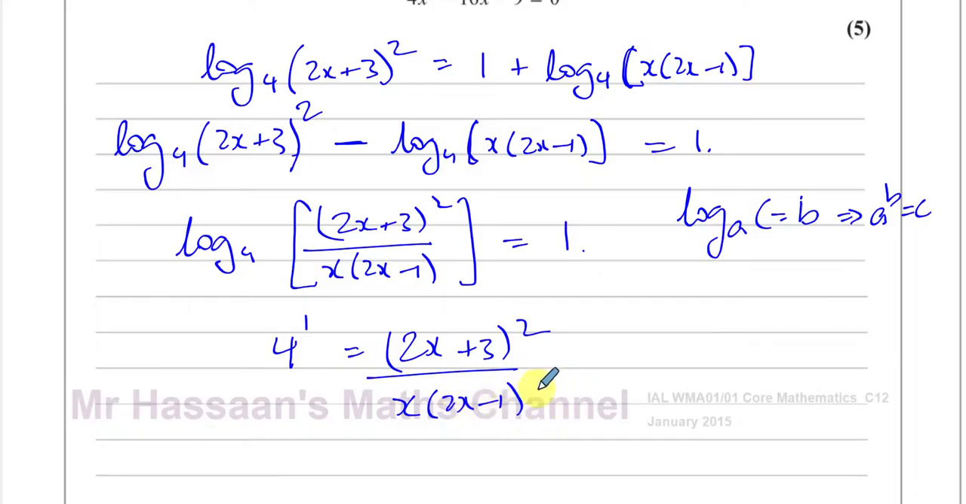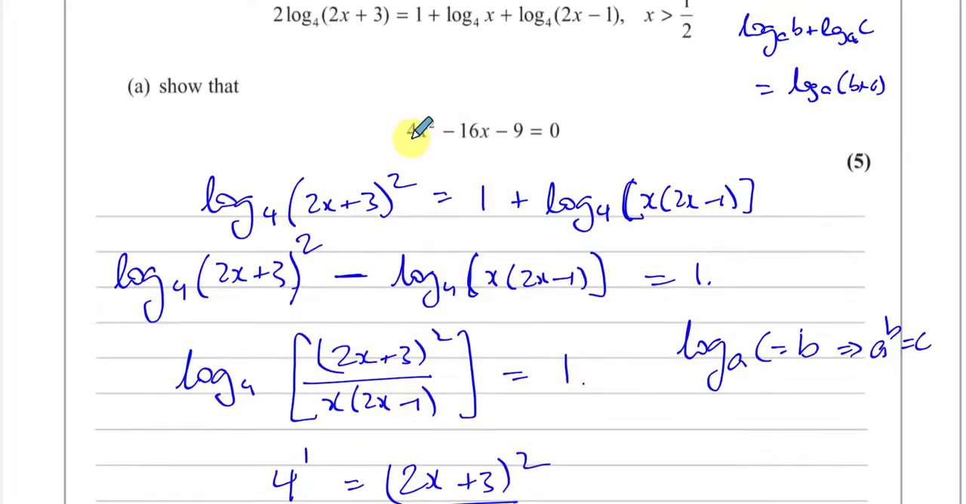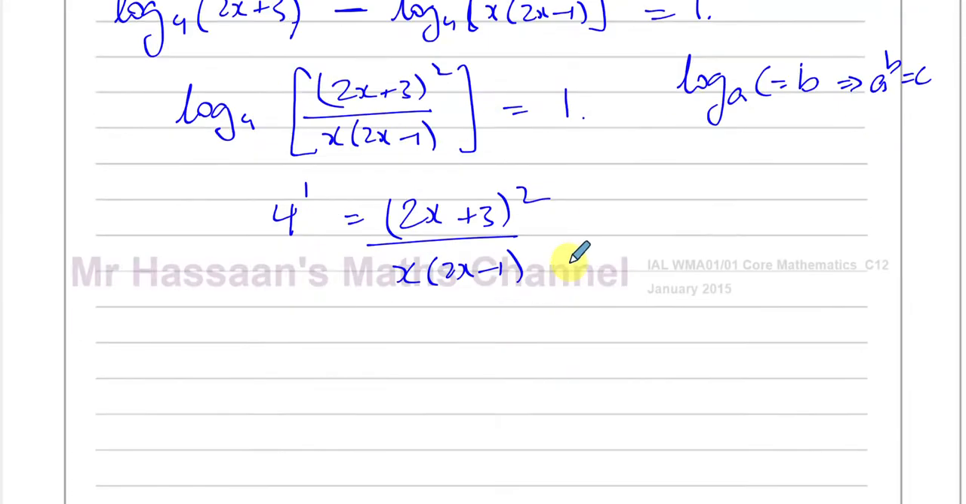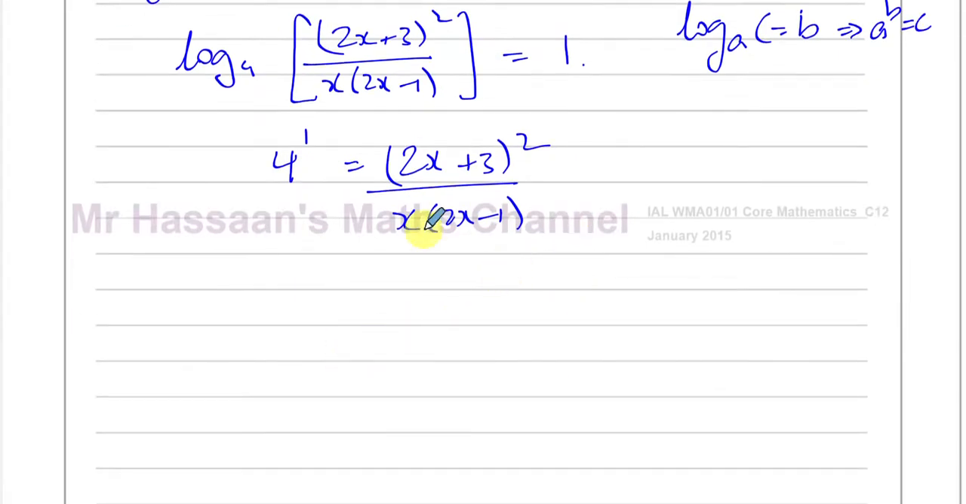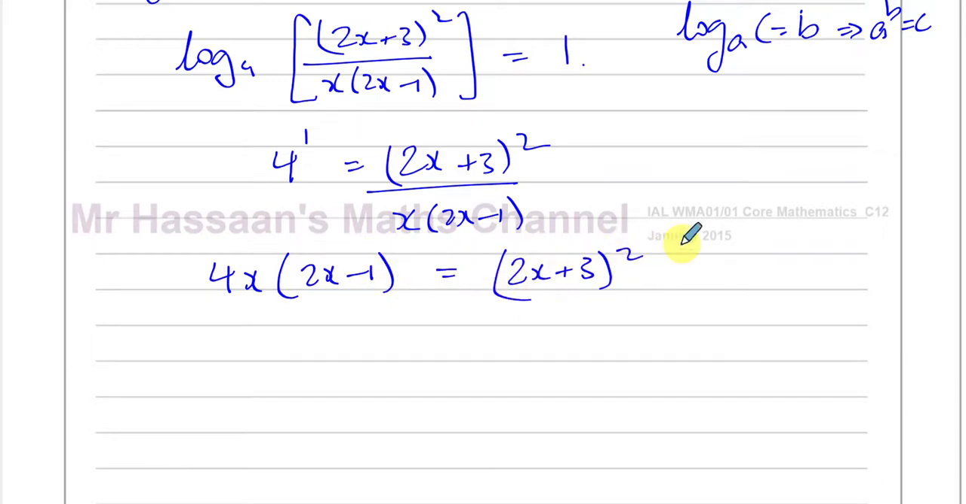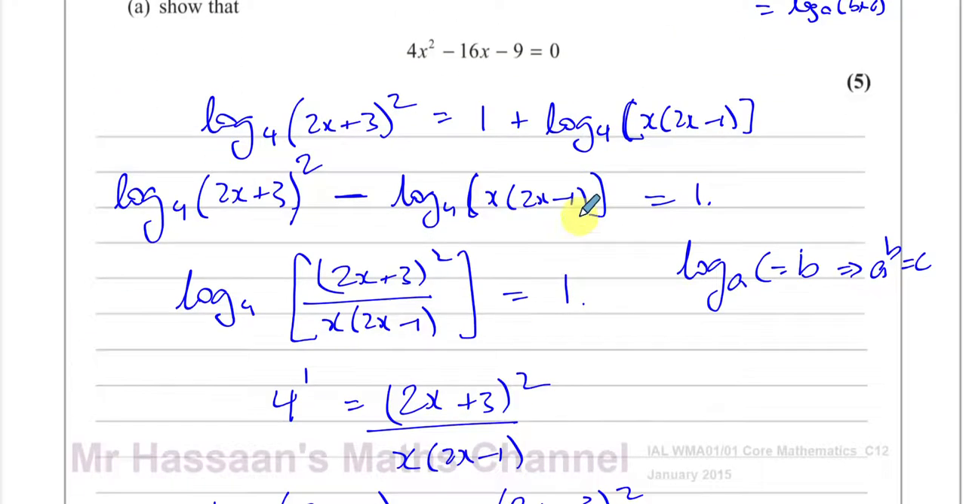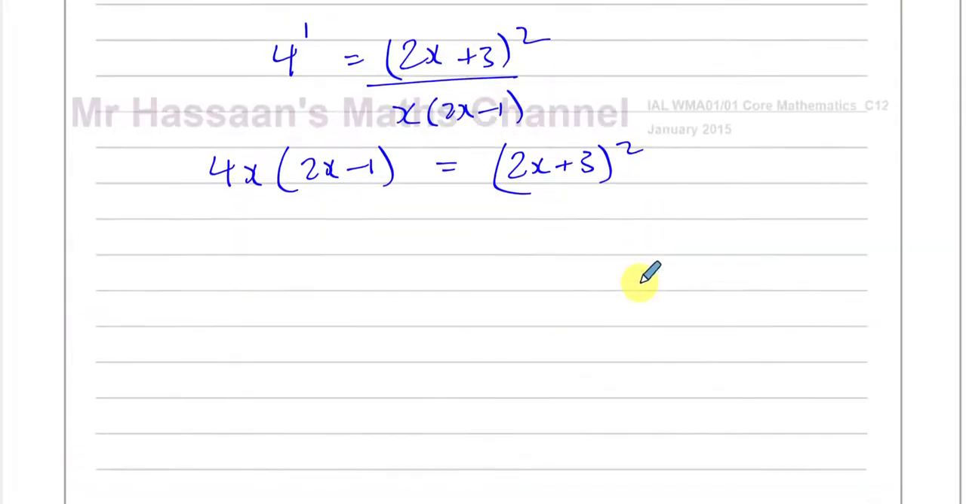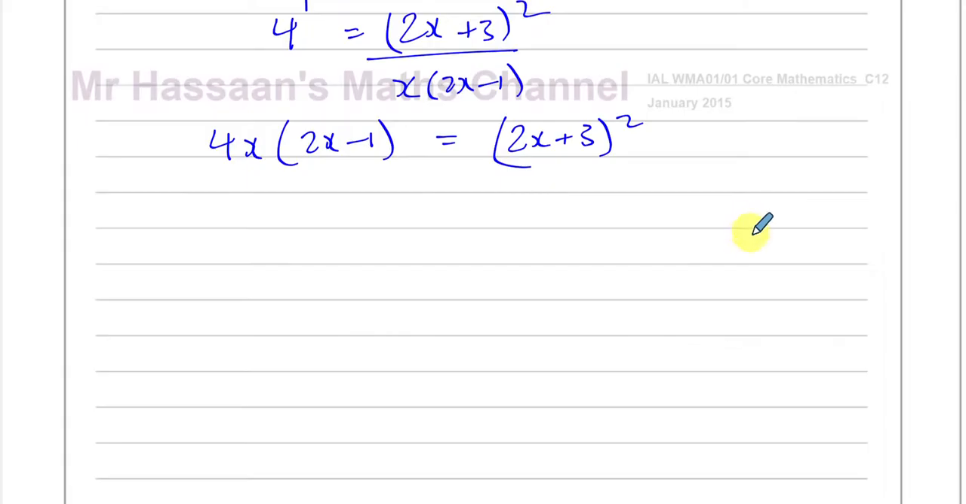So now I have got rid of the logarithm, and I have got something which hopefully will simplify to give me this when I manipulate it. So for now I can multiply both sides by x times 2x minus 1, so I end up with 4 times x times 2x minus 1 equals 2x plus 3 squared. Now when you have a question where it says show that, you have to put your steps very carefully and clearly. All right, you don't just write the answer down. Okay, you have to show the steps very clearly here.